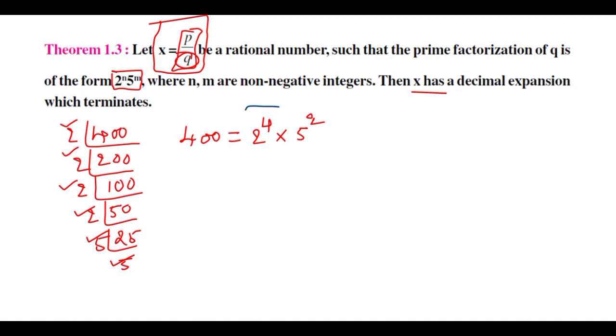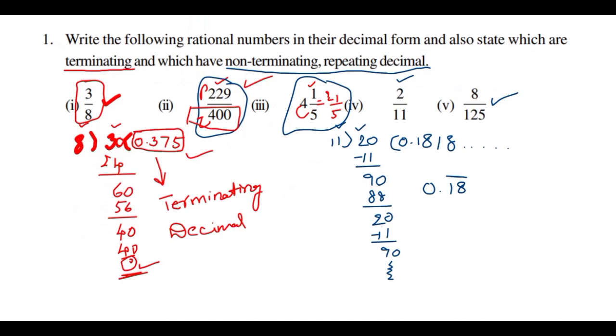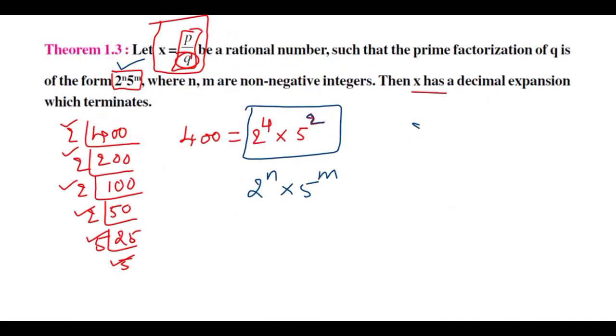Now you can see this is in the form of 2 to the power of n into 5 to the power of m. So if the denominator is of this form, that is the P by Q form. What is the actual question here? 229 by 400. Then 229 by 400 is no doubt a terminating decimal. If you divide and check, you will definitely get remainder 0 and a quotient, and it should not repeat. So this is the process to identify whether it is terminating or non-terminating.